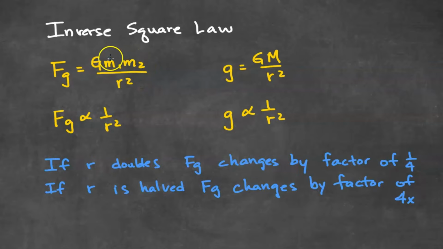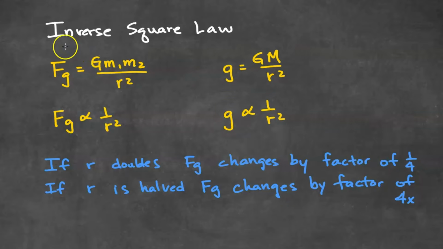For both Newton's law of universal gravitation and the gravitational field equation, you'll notice that there's an inverse square relationship. And so we can say that the gravitational force is proportional to 1 over r squared, or you can say that the gravitational field is proportional to 1 over r squared.